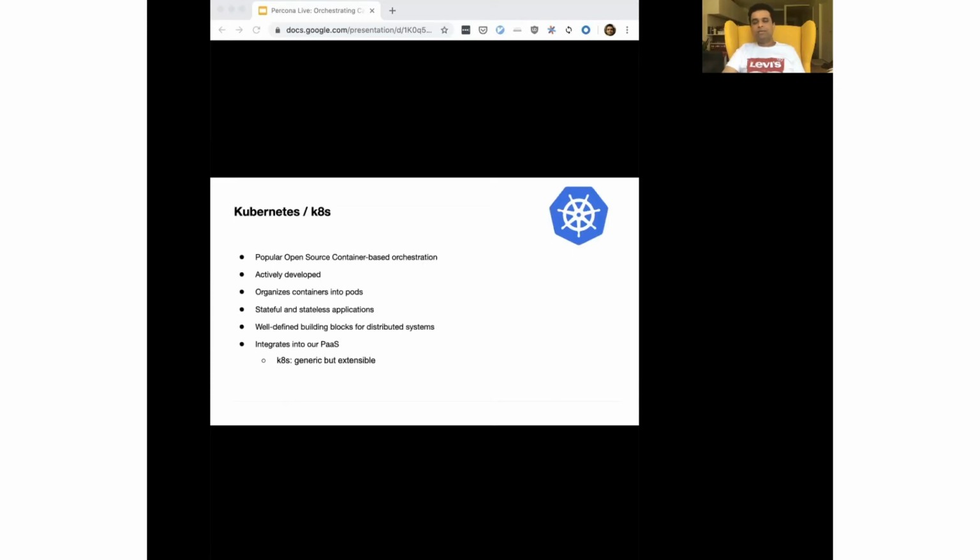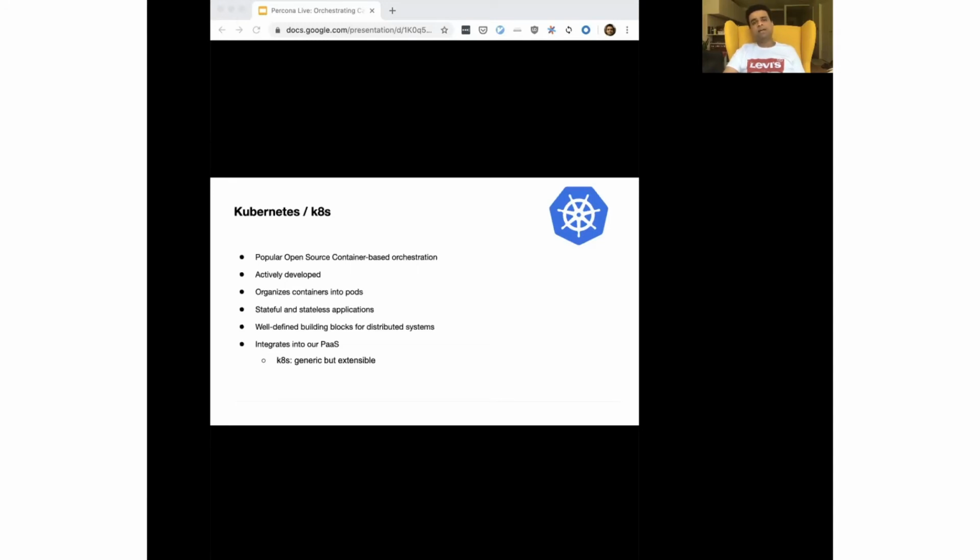So Kubernetes is a container-based, popular orchestration system, and open source, actively developed with several cloud providers such as AWS as contributors as well. They often have their own deployments of Kubernetes, so they actively contribute to open source. And it has well-defined building blocks, implementing several best practices for distributed systems like rolling restarts and so on. So it has support for both stateful and stateless applications.